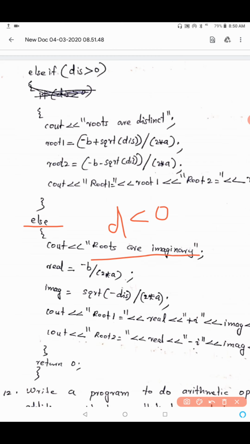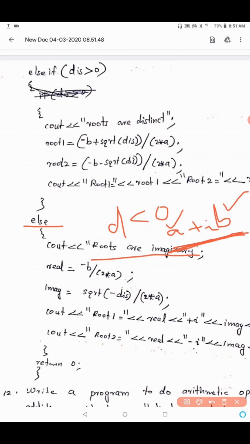What is an imaginary number? A plus ib. A general form of an imaginary number, a plus ib. That means it will have a real part and also it will have an imaginary part. This type of numbers are considered to be imaginary numbers.